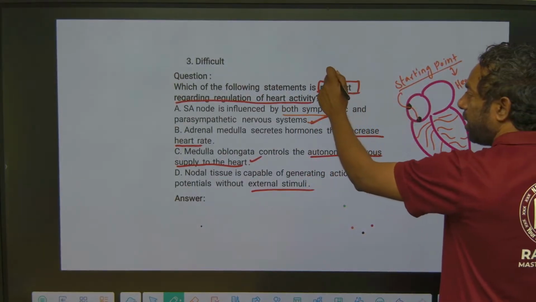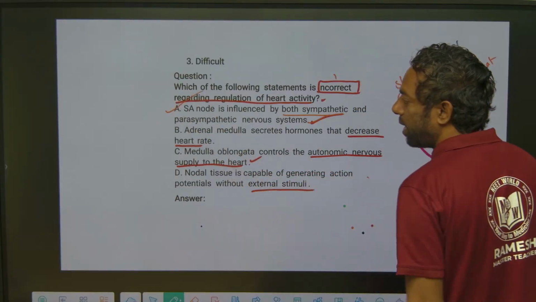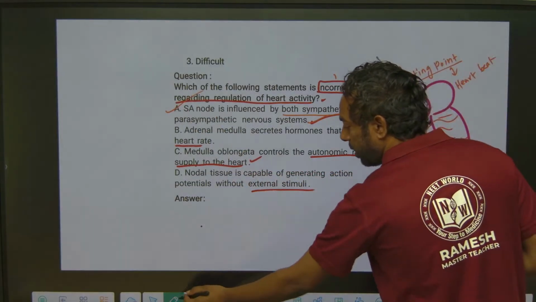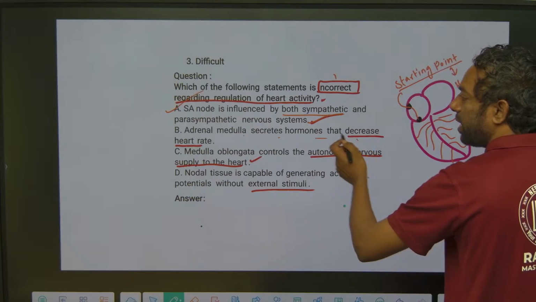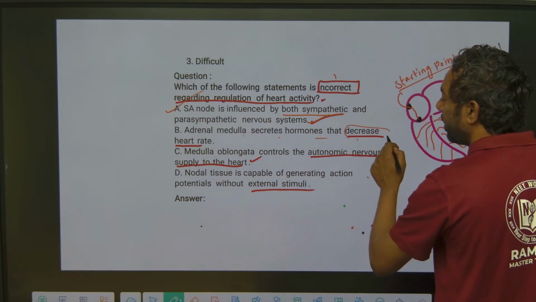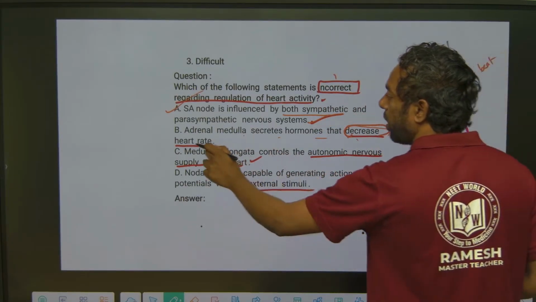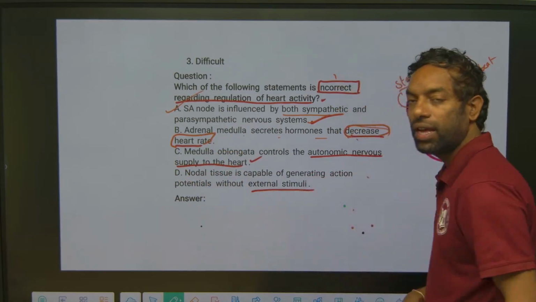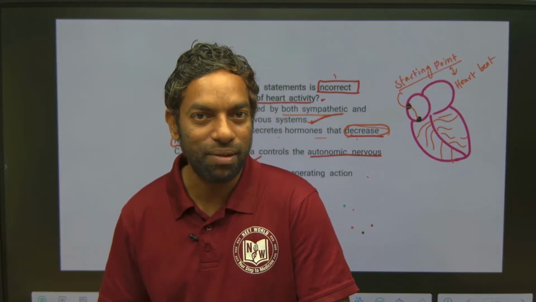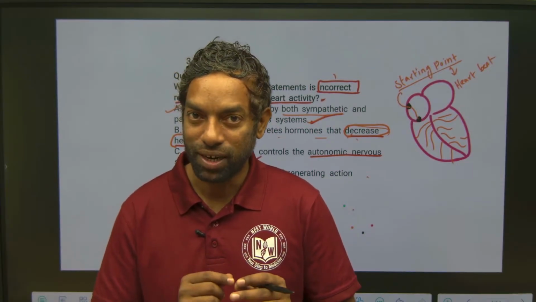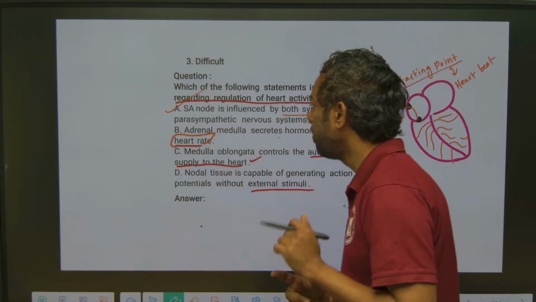Here they ask for the incorrect statement, so statement A is right. The next statement: adrenal medulla secretes a hormone that decreases heart rate. Decrease is the keyword here. If you come across this in the exam, focus on where decrease is mentioned and where increase is mentioned. This is a confusing question, they might confuse you, so focus on these words.